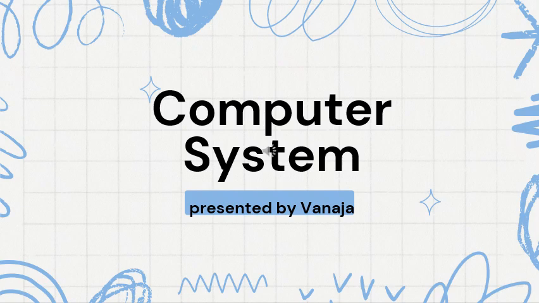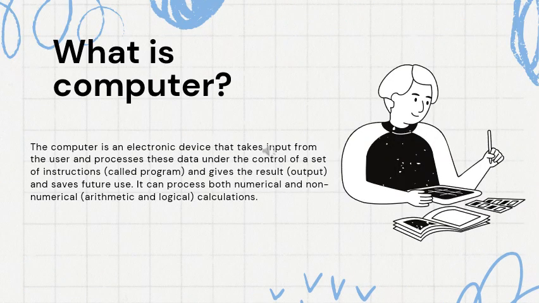Today I am going to explain to you about computer systems. Let us discuss what a computer is. A computer is a programmable electronic device that accepts raw data as input and processes it with a set of instructions called a program to produce the result as an output. So it renders output just after performing mathematical and logical operations and can save the output for future use. It can process numerical as well as non-numerical calculations.